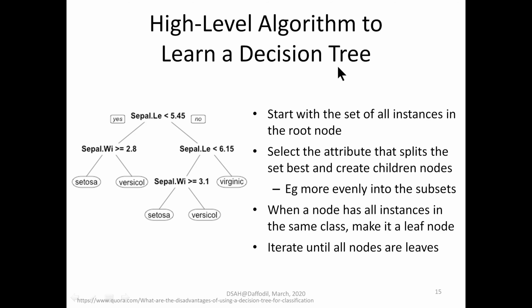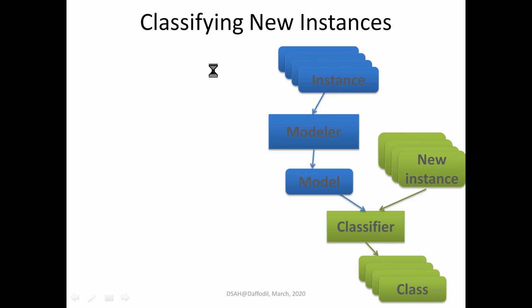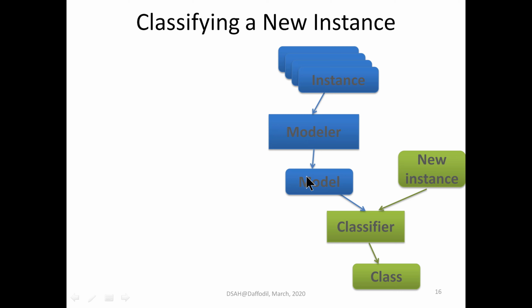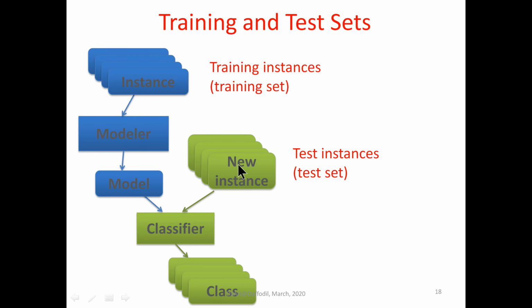The high-level algorithm to learn a decision tree generally starts with the set of all instances, and you iterate until all nodes become leaves. So how do you classify a new instance? A new instance is given to the classifier, based on this model, and the classifier identifies which class it belongs to. So you can see different classes.